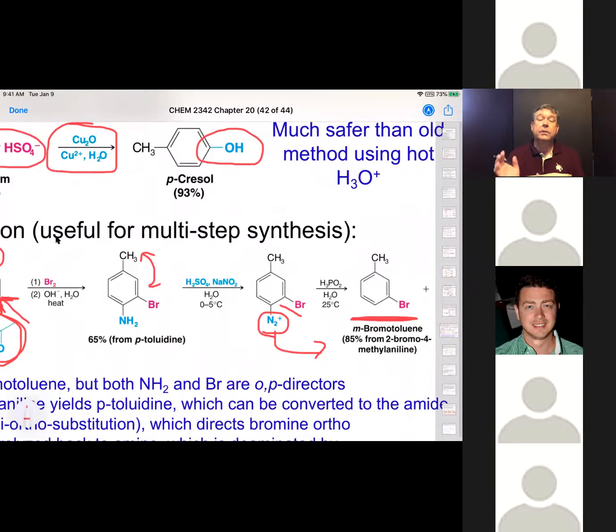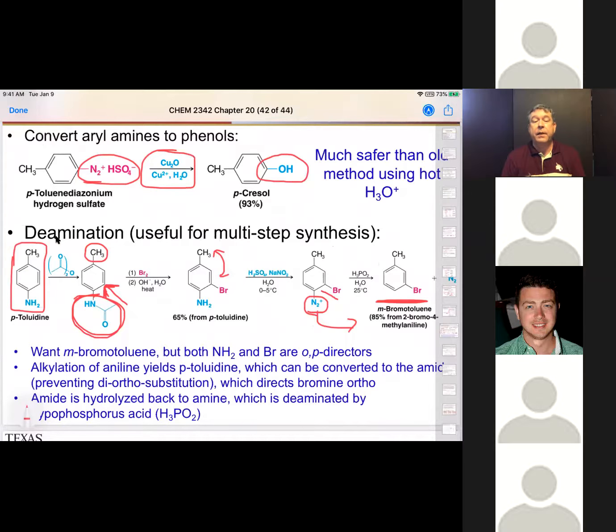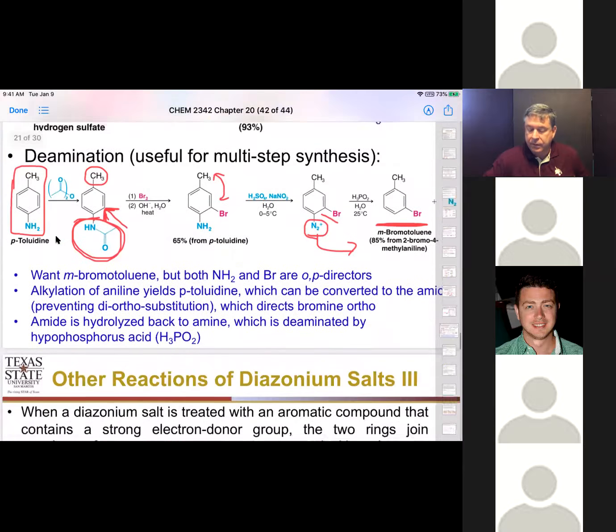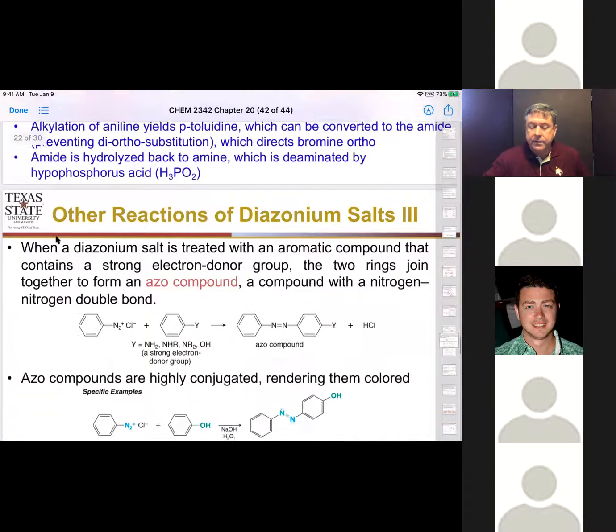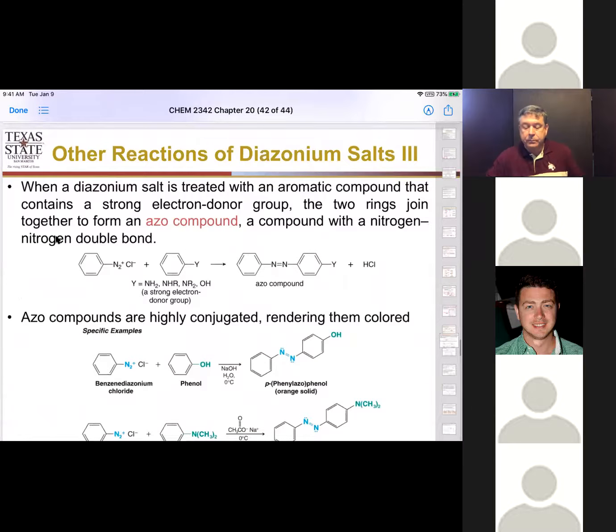You could also put an iodine there, you can put a fluorine there, you can put an OH there, if you choose that last reagent in the system after making your diazonium salt. So the diazonium has a lot of different things you can do. Okay, so what else can you do with diazonium salts?